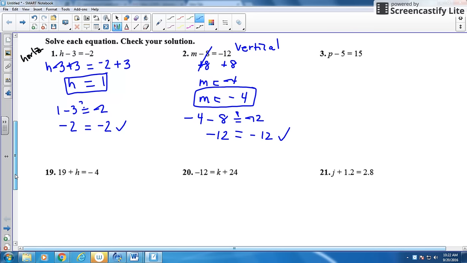Okay, so take a minute and pause the video and try these on your own, and we'll check those answers first thing tomorrow in class. When you unpause, go ahead and flip to the next page, and we'll talk about multiplication and division.